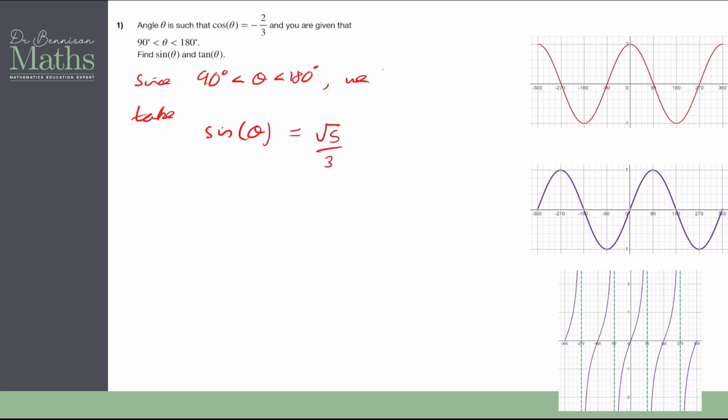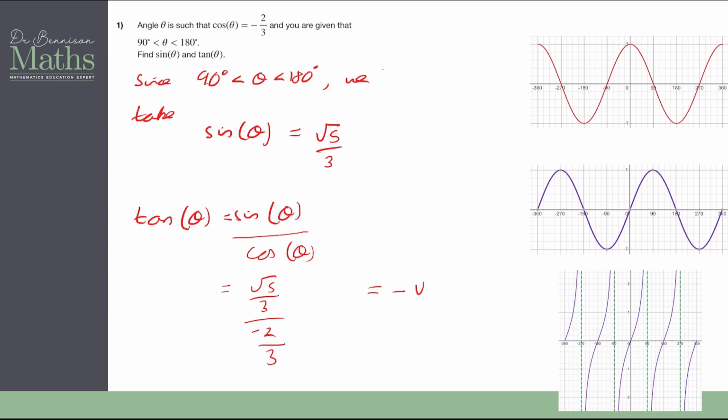To get tan theta, we're just going to use our usual identity. So tan theta is sine theta over cos theta. So root 5 over 3 over negative 2 over 3, which simplifies to minus root 5 over 2. And there you have it. Question 1 is done.